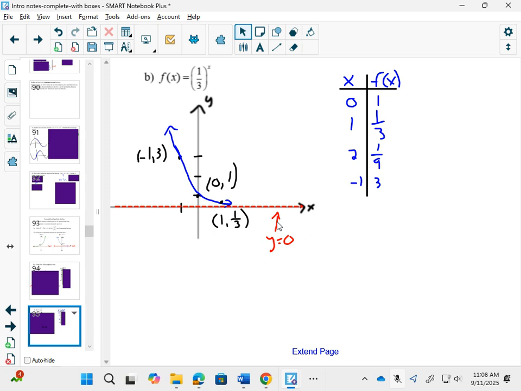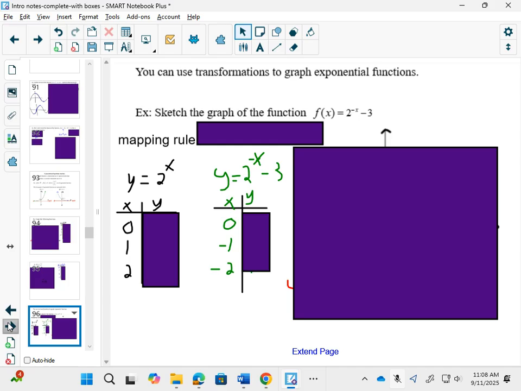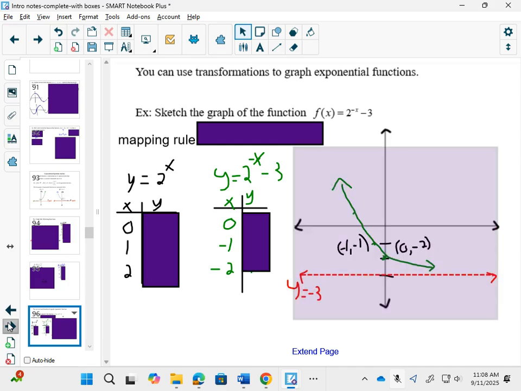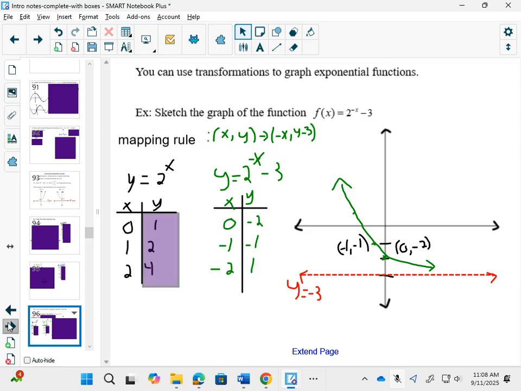You want to try the next one on your own? The negative x there and the -3. I'll give you the choice. You can try it on your own, or you can watch, and then once you've got an answer, you can take a look. Did it match up with what I've got up on the board?